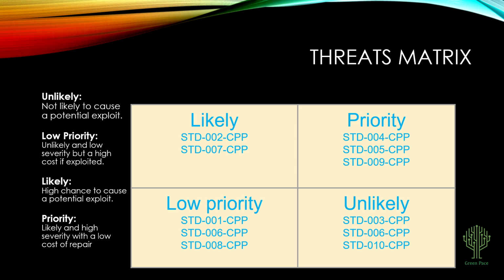Tools like CPP Check, which perform automated static analysis, help spot these kinds of threats early so they can be addressed before they become real problems.